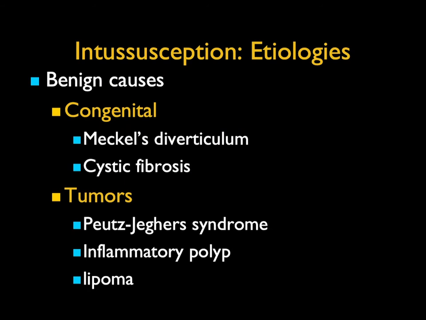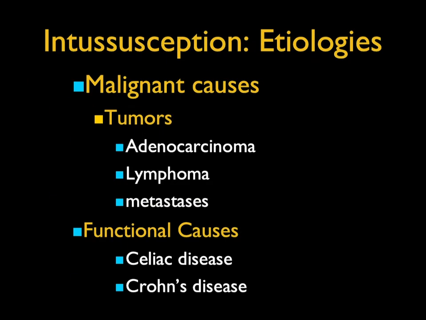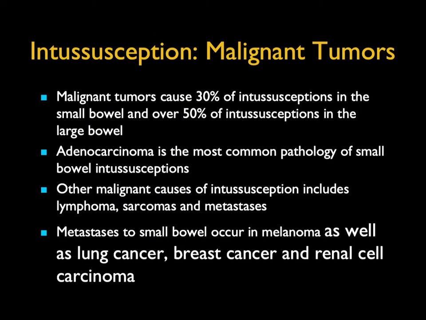Intussusceptions can be due to congenital things like Meckel's or tumors, be it benign or malignant, including inflammatory polyps, lipoma, and Peutz-Jeghers, as well as malignancies like adenocarcinoma, lymphoma, metastases, as well as processes like celiac and Crohn's. Now, malignant tumors cause 30% of intussusceptions in the small bowel. Adenocarcinoma is the most common pathology of small bowel intussusceptions, but again, GIST tumors do occur.